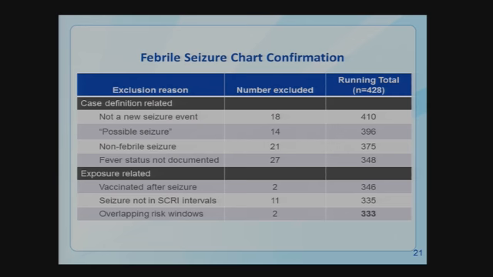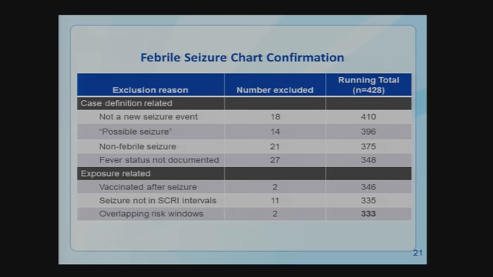When reviewing these charts, we see that some of these coded cases did not represent a new seizure event. In some of these, the clinician was not sure if it was a seizure or not; they said it was possibly a seizure. Some of these events represented people that did have a seizure, but it was a non-febrile seizure. And in 27 of these cases, there was no fever status documented, so we don't know if it's a febrile seizure or not, and those cases had to be excluded.